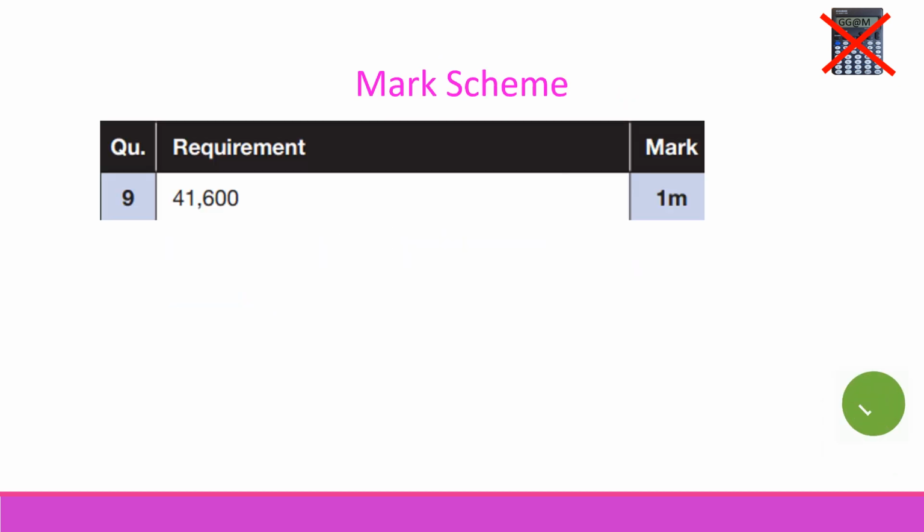The mark scheme on this question shows the answer is 41,600. 1M means one method mark.